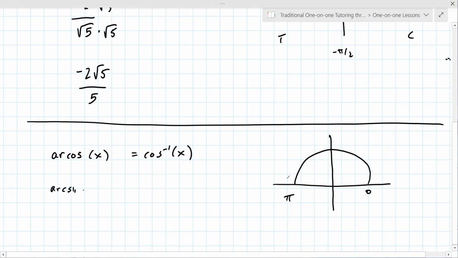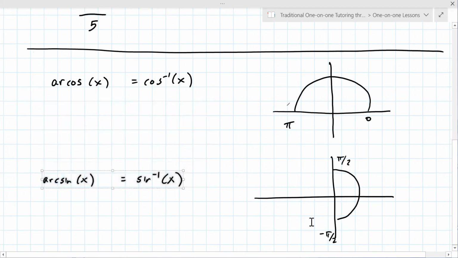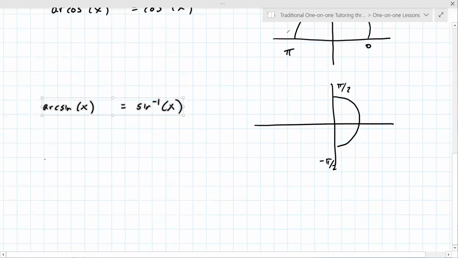And then the second one we did was arc sine, arc sine of x. So that's sine inverse of x. That one is good from minus pi over 2 to pi over 2. And it's kind of like tangent, arctangent. The difference is that arctangent doesn't include the two endpoints, because you're dividing by 0 at those. So these are the same.